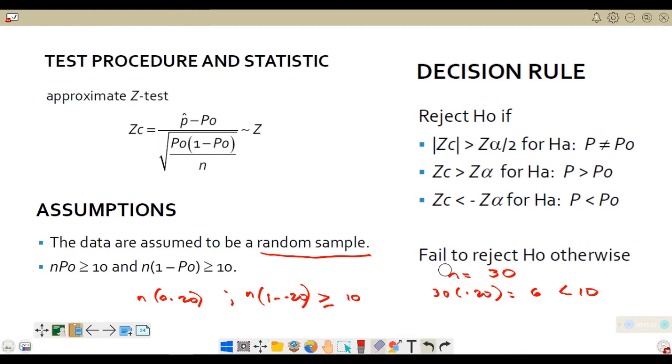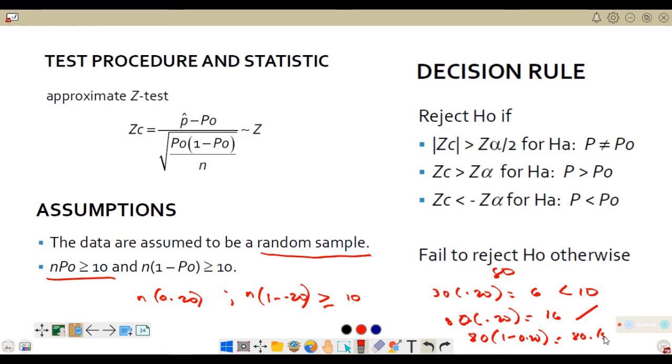Ngayon, taasan natin yung number of samples. Halimbawa, number of samples mo naman ay 80. Kung 80 yung number of samples mo dito, 80 times 0.20, you will end up with 16. So, pwede mo na siyang gamitin. Also, you have to check 80 times 1 minus 0.20, which is 80 times 0.80, which is equal to 64. Okay, pwede mo siyang gamitin kasi both greater than 10.